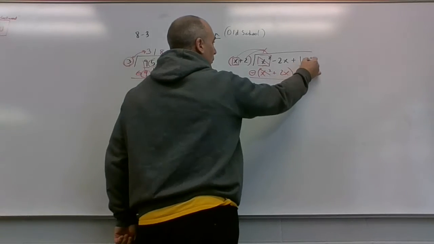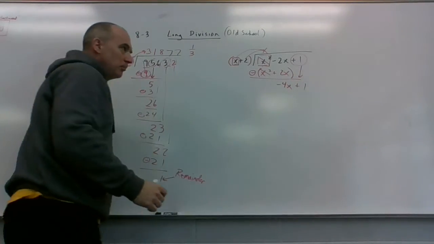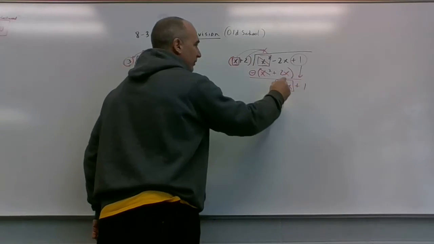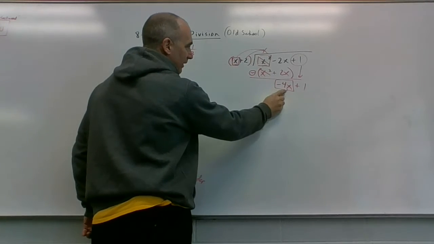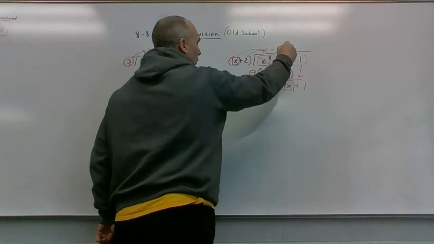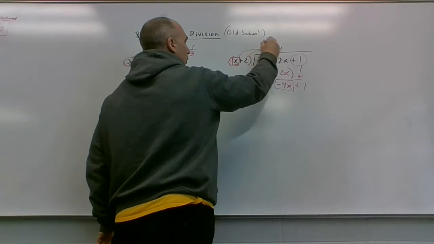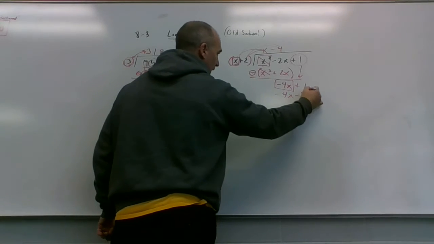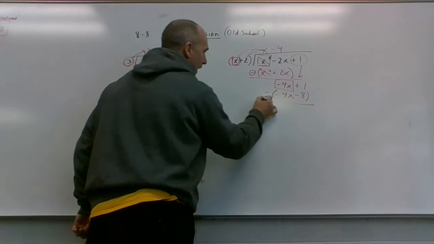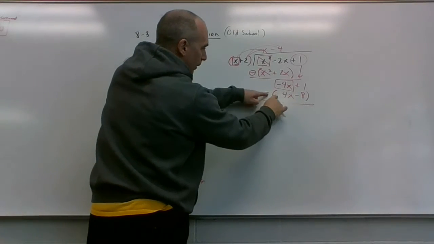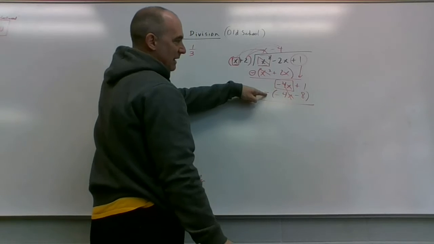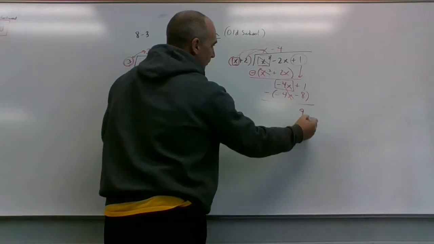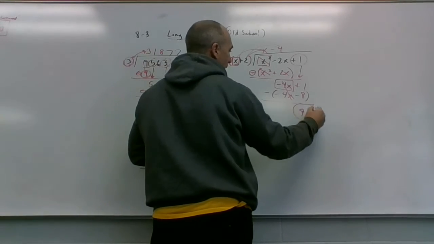Now what do we do? We bring this down, plus 1. And then we go back to the beginning. We concentrate on this. We concentrate on this. And that's it. What times this gives me this exact same thing? Negative 4. Now I take that negative 4 and I distribute it through both things. So I get negative 4x minus 8. Don't forget to slap parentheses around it and don't forget to subtract it. So what's negative 4x plus 4x? Well, those two things should always cancel. 1 minus a negative 8 is actually 1 plus 8, which would be 9. Because I don't have anything else to bring down, this is my remainder.